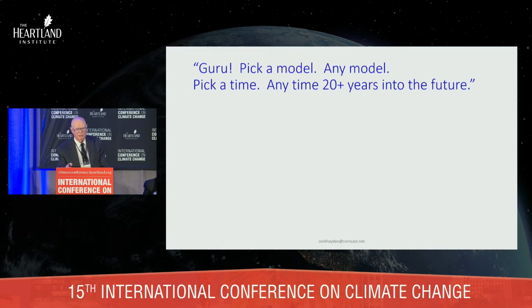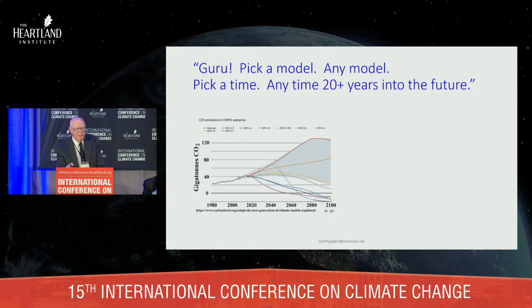$1,000 wager. Guru, pick a model, any model. Pick a time, any time. I don't mean tomorrow, but sometime in the future, okay? Now, let me tell you something about models. The RCP has been put in the past, and now they use SSPs, but the graph there is showing the amount of carbon that might be emitted in the future, just depending on what kind of things politicians do and people respond.